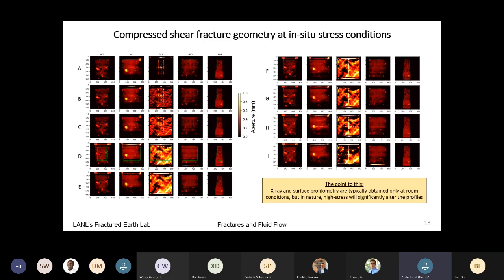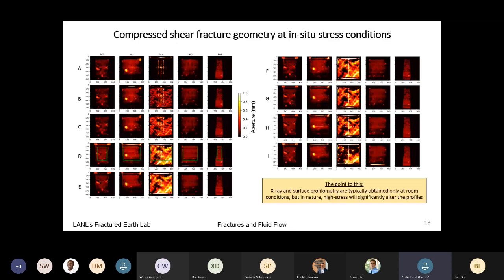So to provide a little bit better perspective on the variability in fracture properties, this sequence here is actually five different natural fractures, or 4 different natural fractures, plus a shear-induced fracture in one inch diameter core in our facility. So in this case, we're looking at the evolution of the aperture fields in these fractures as we change the stress conditions, and as we induce a shear fracture, and as we continue to stimulate that fracture.